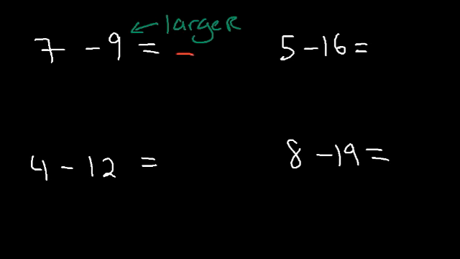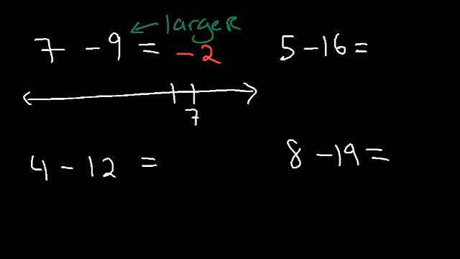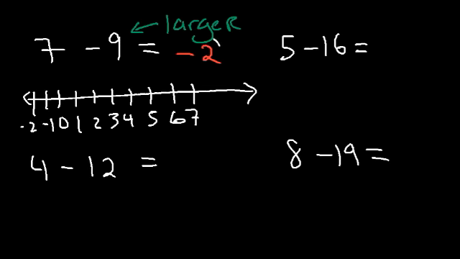7 minus 9 is negative 2. If you start from 7, and you travel 9 units to the left, this will be 6, 5, or let's count it. 1, 2, 3, 4, 5, 6, 7, 8, 9. So this will be 6, 5, 4, 3, 2, 1, 0, negative 1, negative 2. So we get that answer.